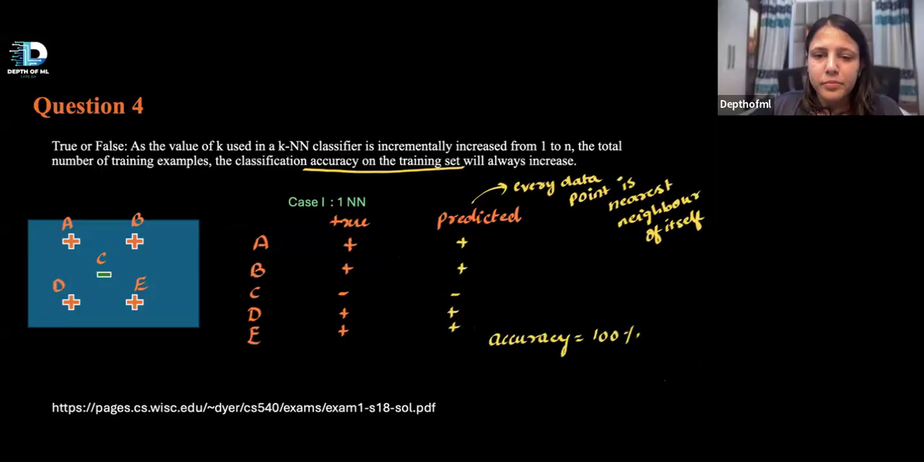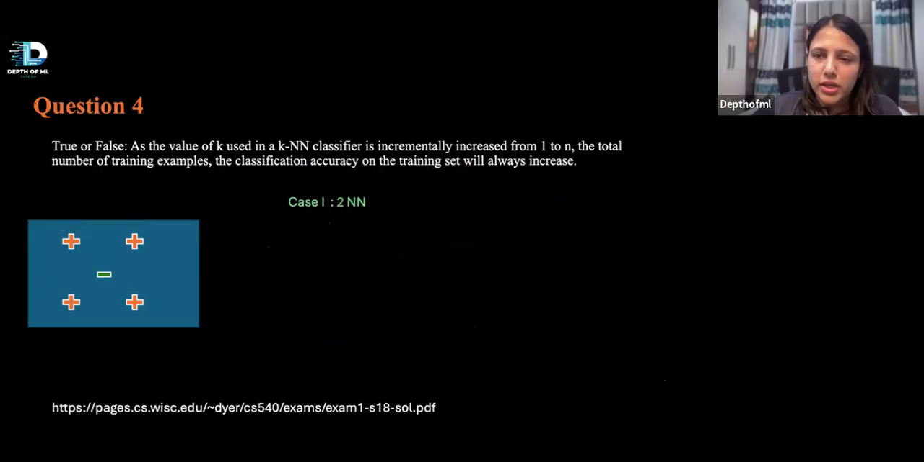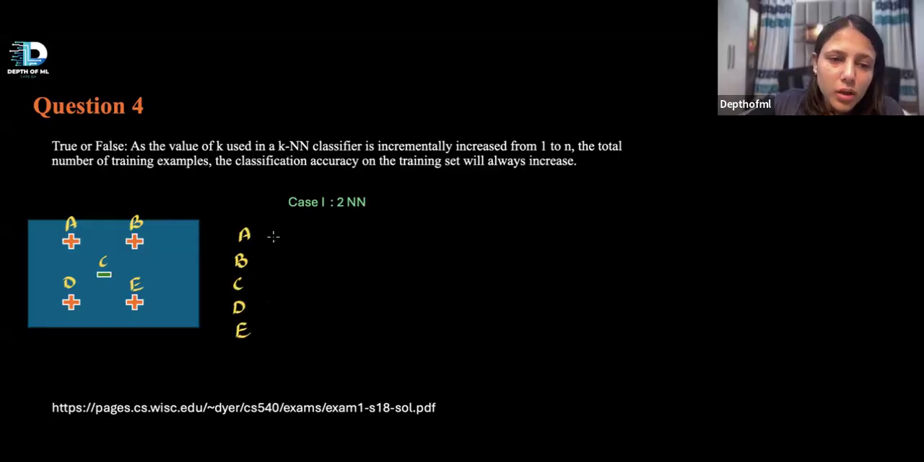Fine. Now let's take two nearest neighbors. Let me again rename the points as A, B, C, D, and E. So this is my point A, B, C, D, and E. Now let's talk about the data point C. This will only give us an idea. For C, we'll try to find the two nearest data points.